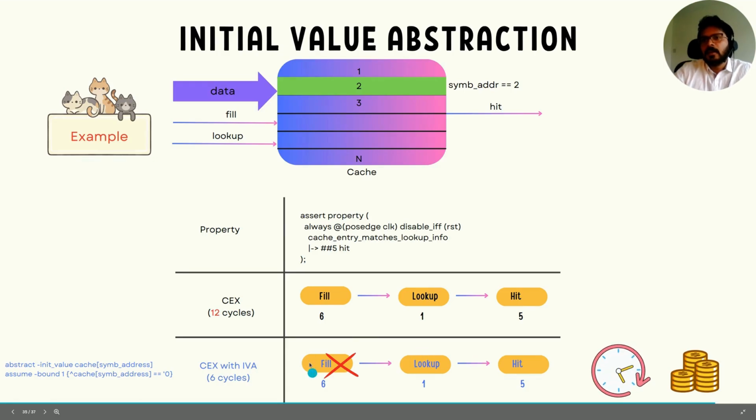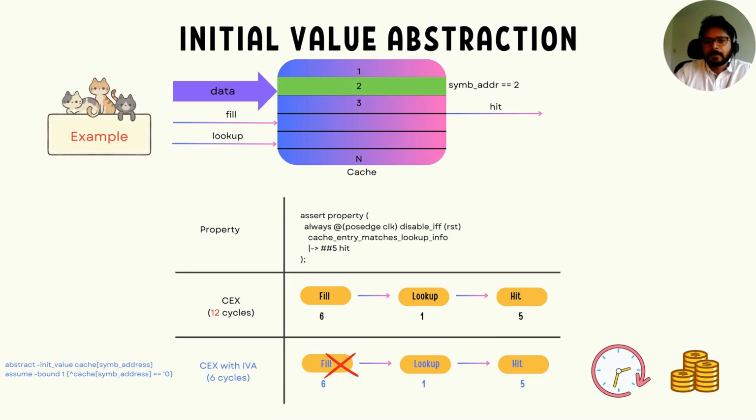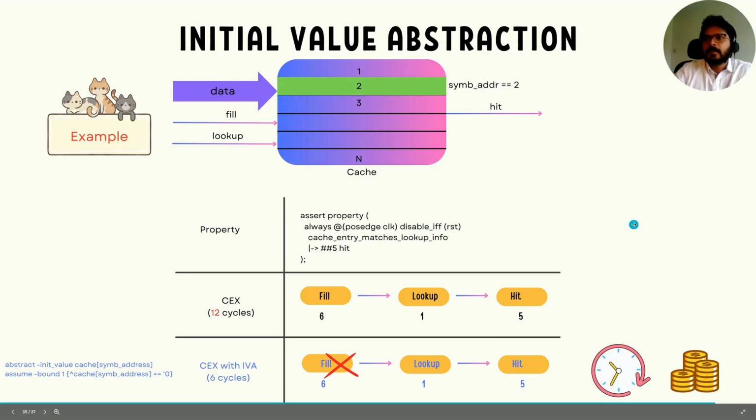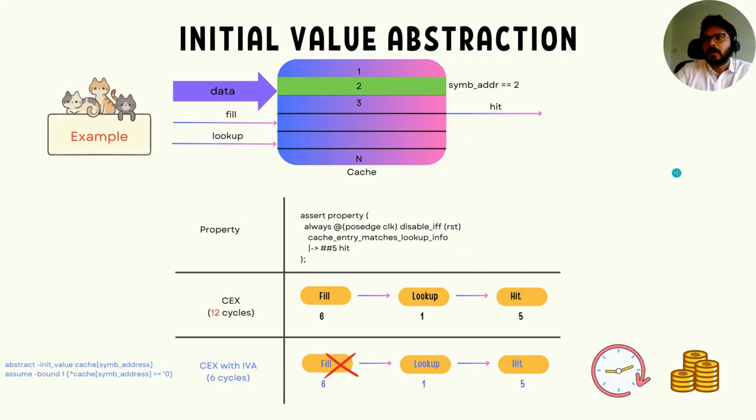You're saving all the time for doing the fill. You're filling the relevant data that you're interested in, of course, the legal data specified by your constraints. And then when a lookup comes, which is matching the data that got filled, it should give a hit after 5 clock cycles. So from cycle 2 onwards, this particular cache symbolic address will be driven by the RTL itself. But for this property, we don't really care about that. So you save time, you save money.